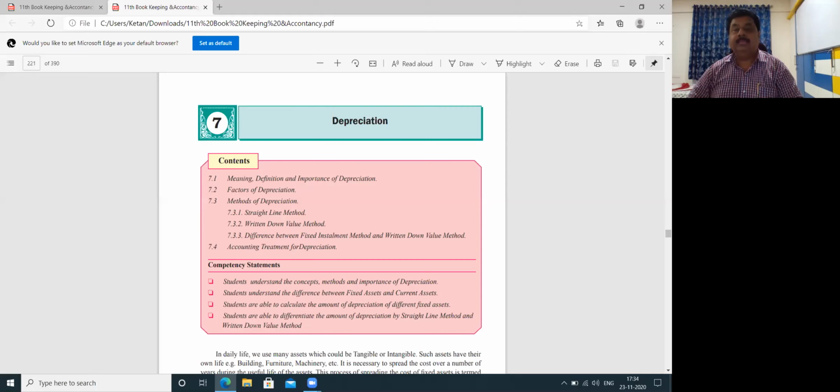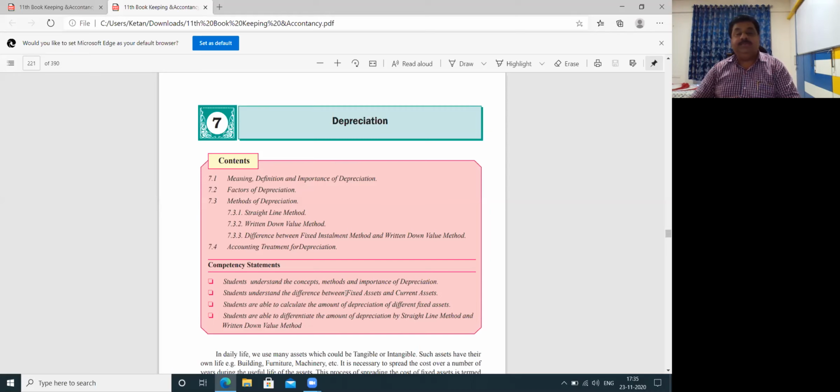This chapter is very important and very interesting also, and everybody must understand the conceptual things, proper theoretical things, and the problems from this chapter. Okay, now I'll be taking you to the screen. I am going to open your textbook, and the theory part I'm going to explain from your textbook only. Yes, so this is chapter number 7, depreciation.